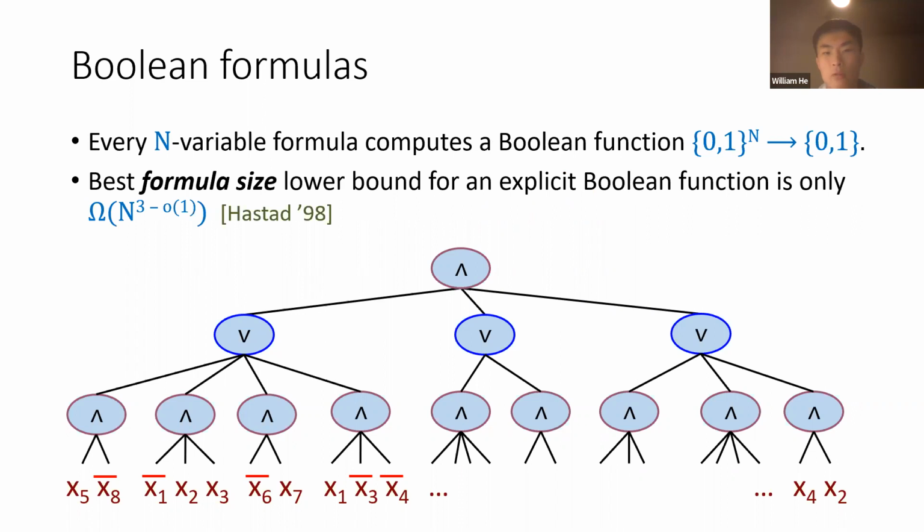So every n variable formula computes a Boolean function from 0, 1 to the n to 0, 1 in the natural way. And we know by probabilistic arguments that there exist Boolean functions requiring a formula size that's exponential, but the best formula size lower bound for an explicit Boolean function is not even cubic. So it seems that proving formula size lower bounds is a difficult problem. And in our work, we'll prove formula size lower bounds for a restricted class of symmetric formulas.